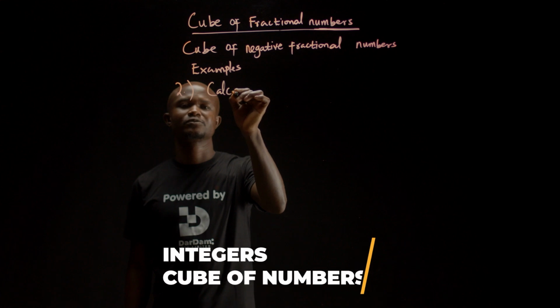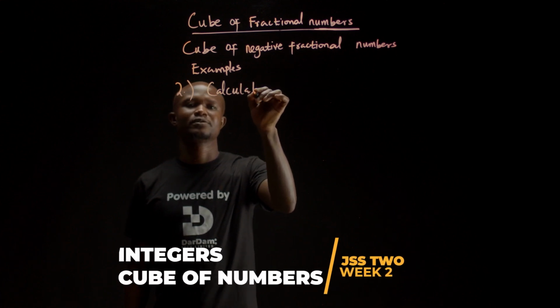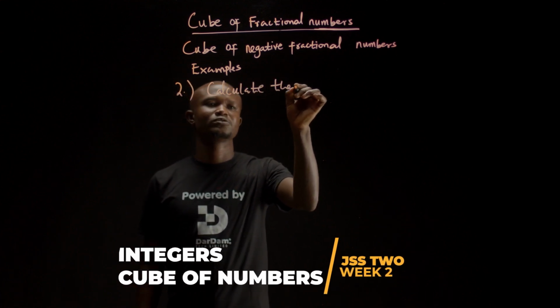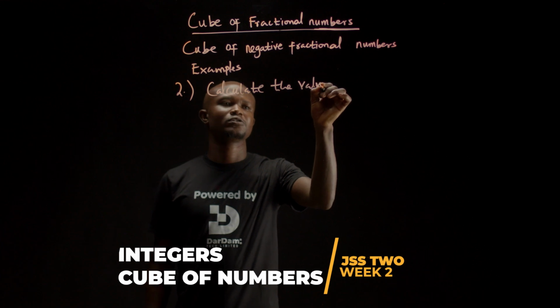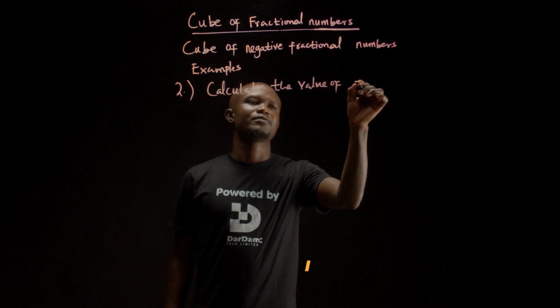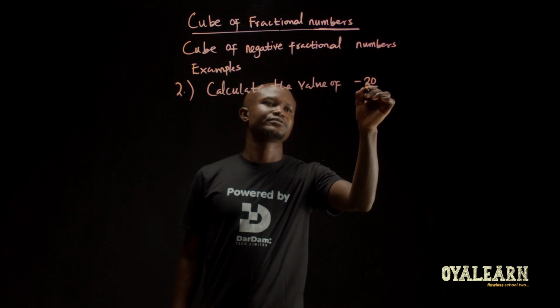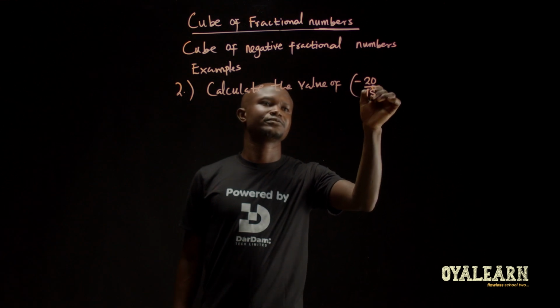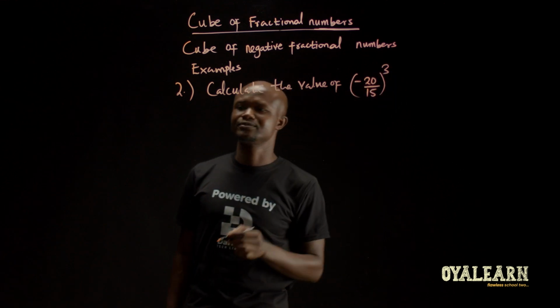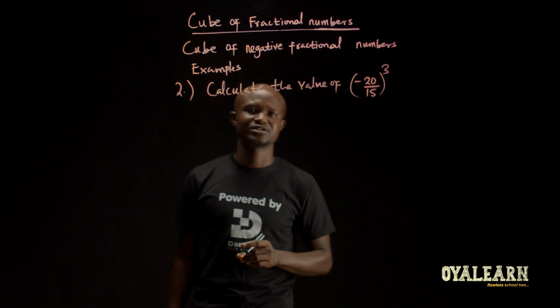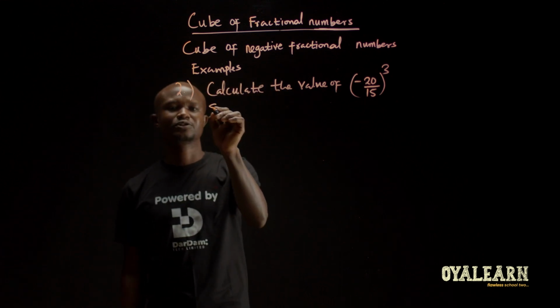Calculate the value of minus 20 over 15 raised to the power of 3. We have to find the value of this. Solution.